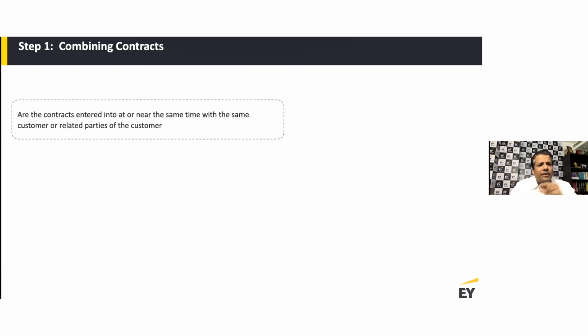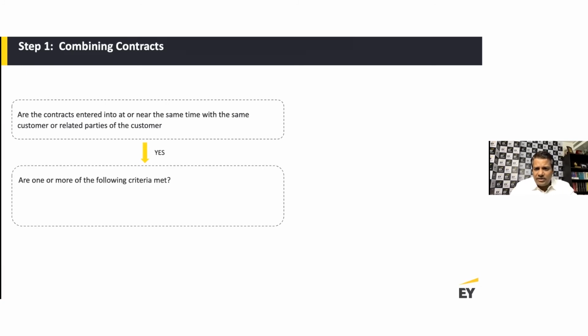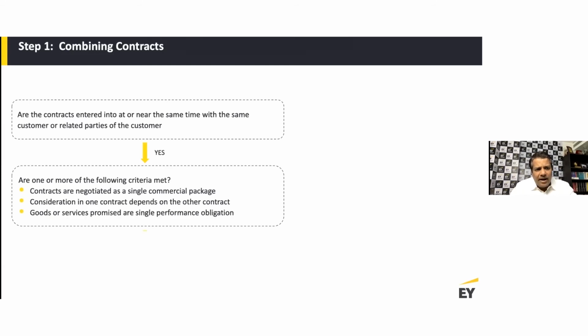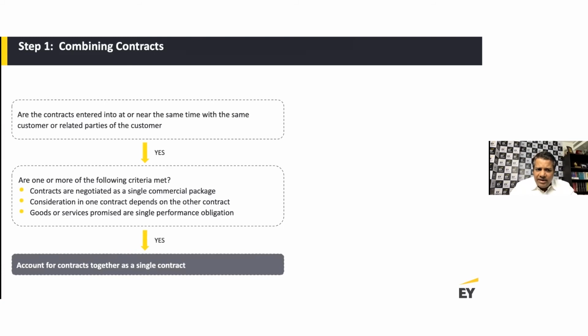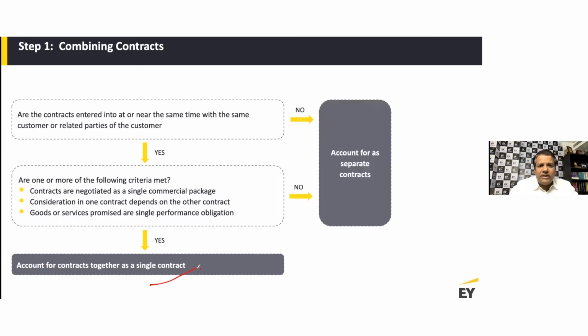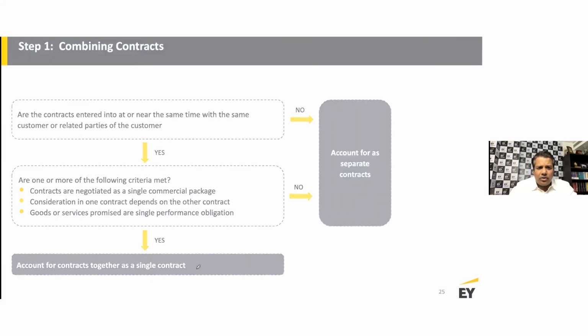So when you think about combining contracts, the question is, are the contracts entered into at or near the same time with the same customer or related parties of the customer? If the answer is yes, are one or more of the following criteria met: contracts are negotiated as a single commercial package, consideration in one contract depends on the other contract, goods or services promised are a single performance obligation? If yes, it is a single contract. If you get to a no answer, then you have to account for it as a separate contract.